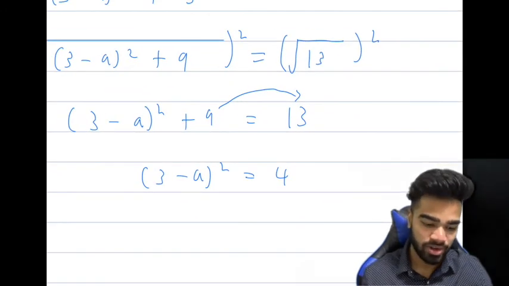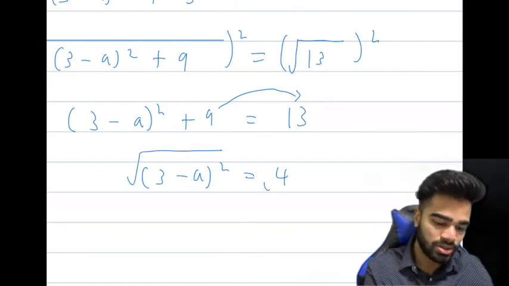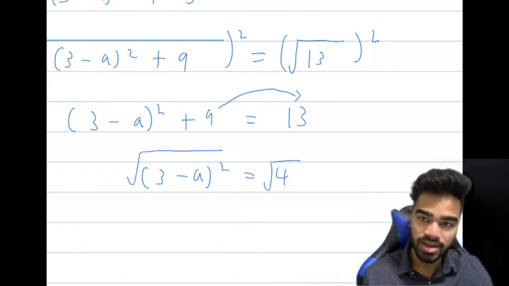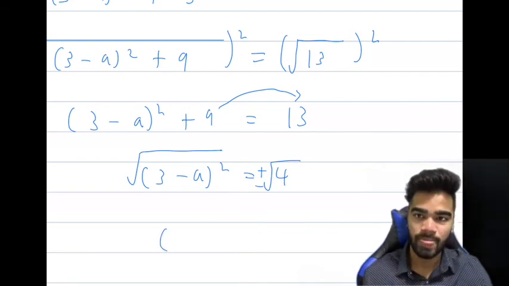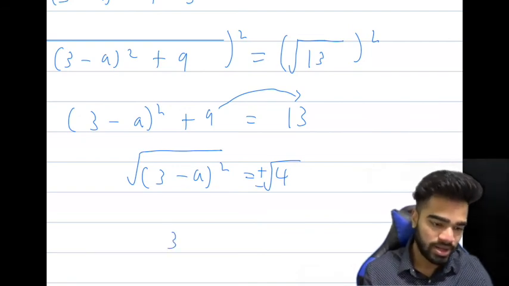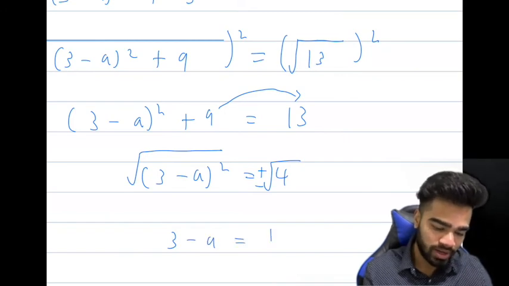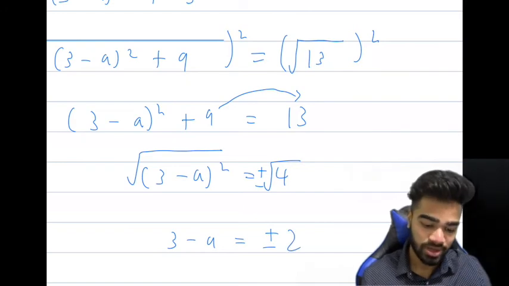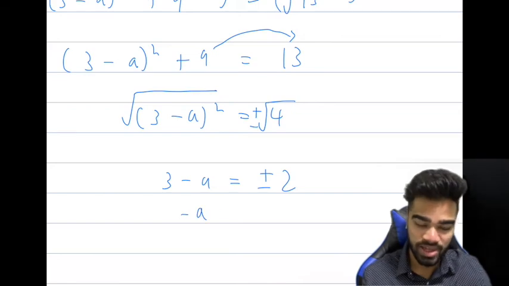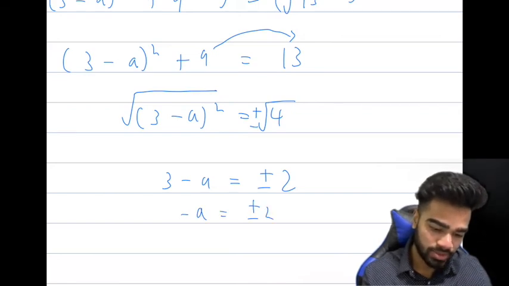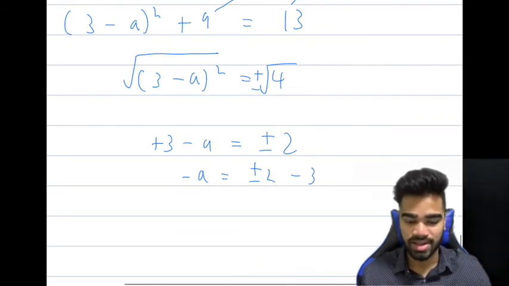Now we need to get rid of the square. How do you get rid of the square? You take it to the other side by square rooting, or you can think of it as square rooting both sides. But if you take a square to the other side, guys, what do you have to do? You have to do a plus or minus. So you have 3 minus a on the left side equal to plus or minus, well, what's the square root of 4? Plus or minus 2. Square root of 4 is 2. Let's keep going. You have to take 3 to the other side. It'll be negative a is equal to plus or minus 2 minus 3, because it's plus 3 here, so to take it to the other side we subtract.